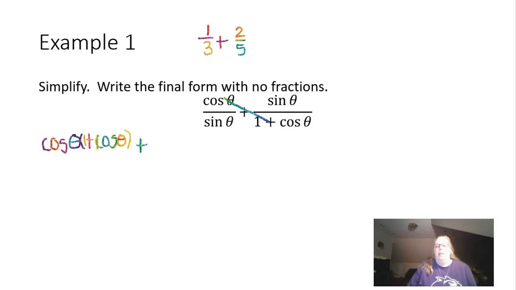plus, and then I'm going to multiply this denominator times this numerator. That's going to give me a sine squared theta. And then in the denominator, my common denominator is just going to be those two multiplied together, the sine times 1 plus the cosine.